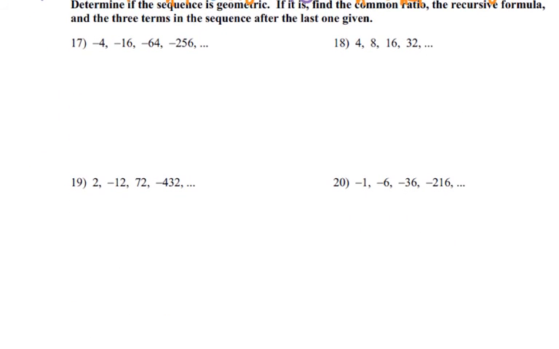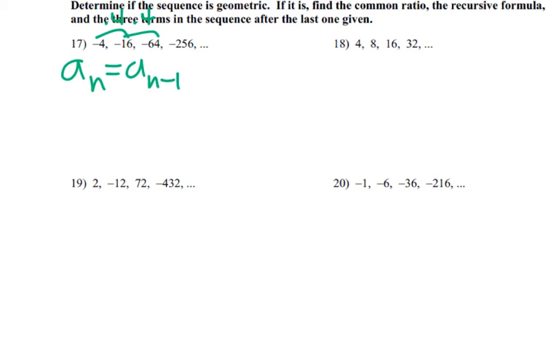Alright, now these last four, you're determining if the sequence is geometric. If it is, find the common ratio, the recursive formula, and the 3 terms in the sequence after the one given. Okay, so 4 to 16 would be times by 4. If I times by 4, do I get 64? That is true. So I know it's a sub n equals a sub n minus 1 times 4. So my common or constant ratio is 4, timesing by 4. Okay, so let's write that, circle it. Okay, then my starting number, a sub 0. If we go backwards, negative 4 divided by 4 would give us a negative 1.